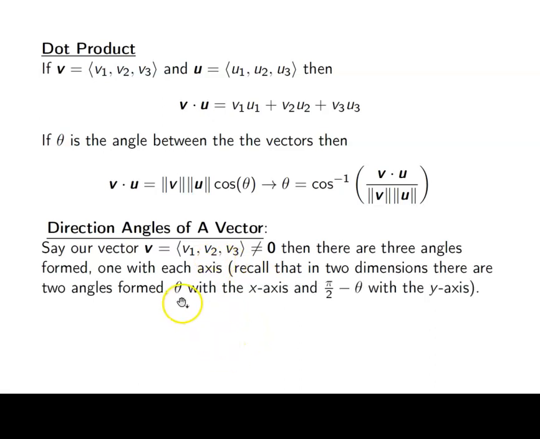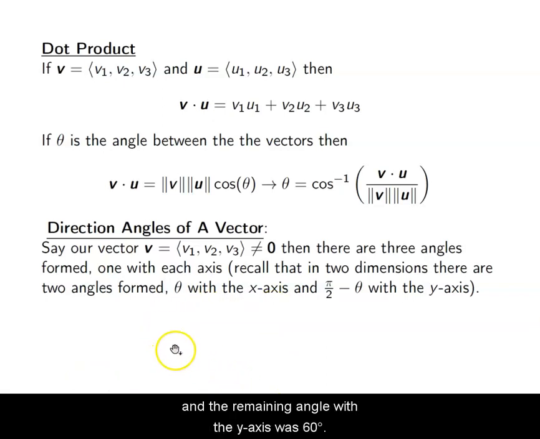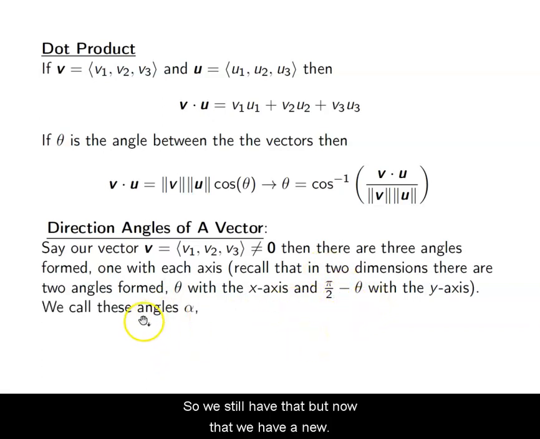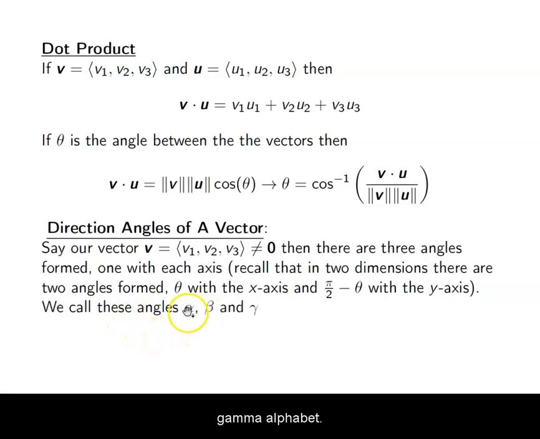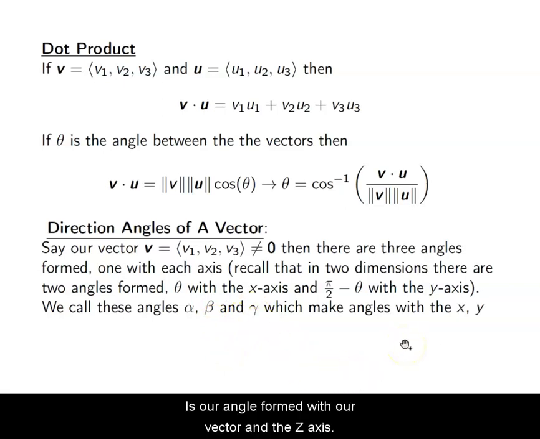So before, we had theta with the x-axis and pi over 2 minus theta as my angle with the y-axis. Again, let's say I had a vector that formed a 30-degree angle with the x-axis, then the remaining angle with the y-axis was 60 degrees, right? So pi over 2 minus theta. We still have that, but now that we have a new axis involved, we'll have our three angles, which we'll call alpha, beta, and gamma. Alpha makes an angle with x, beta makes an angle with y, and gamma is our angle formed by the vector and the z-axis.